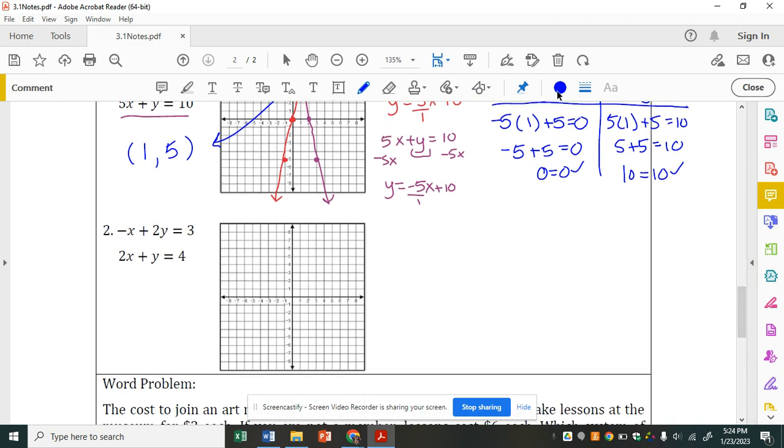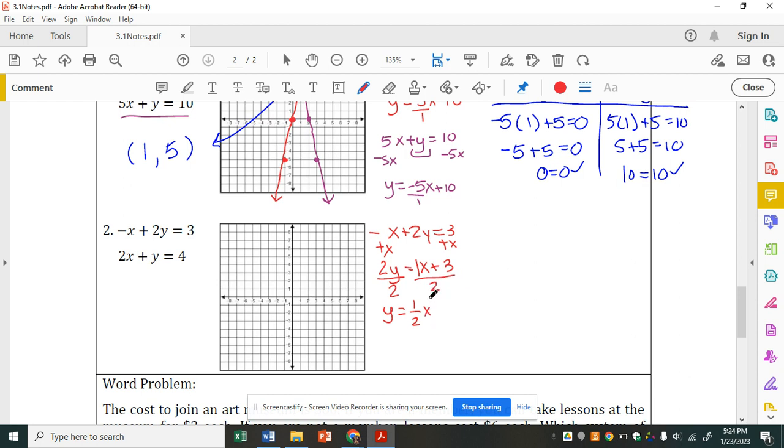Same idea on number 2. Switch back to my colors here. On number 2, I have the equation negative x plus 2y equals 3. If I wanted to get that into slope-intercept form, first thing that I'd need to do would be to add the x. So that gives me 2y equals x plus 3. And again, if you want, you can put this as a 1x, because in this next step, to isolate the y, I have to divide by 2. So I get y equals this 1x divided by 2. I'm going to write it as 1/2 x.